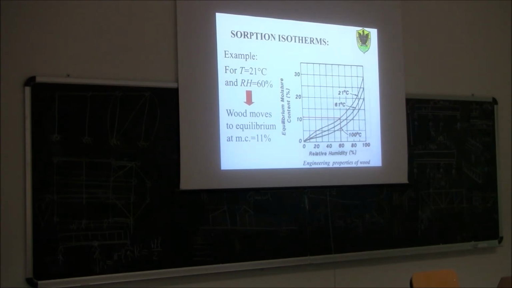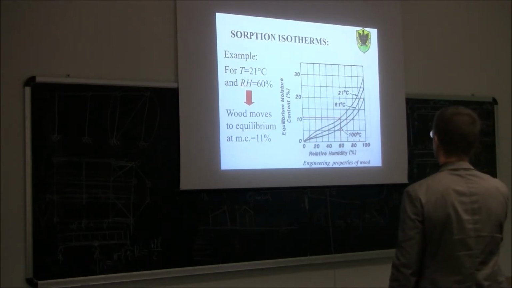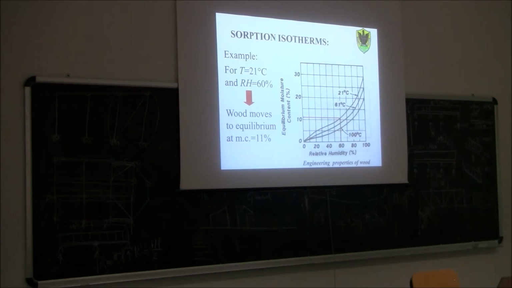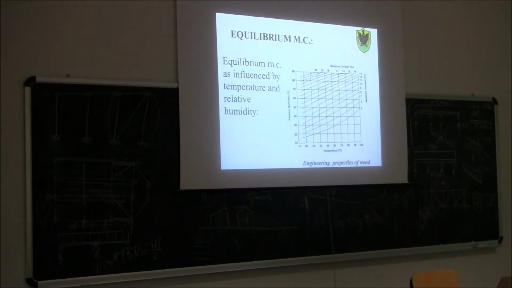This means that if I put a very small piece of wood into an environment characterized by 60% relative humidity and 21 Celsius degree temperature, we will measure immediately, I would say after a few seconds, in this small specimen a value of equilibrium moisture content equal to 11%. So this is defined as equilibrium moisture content.